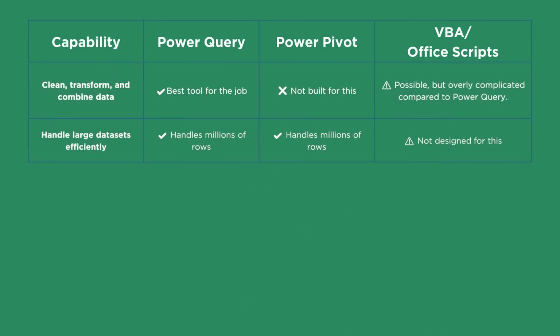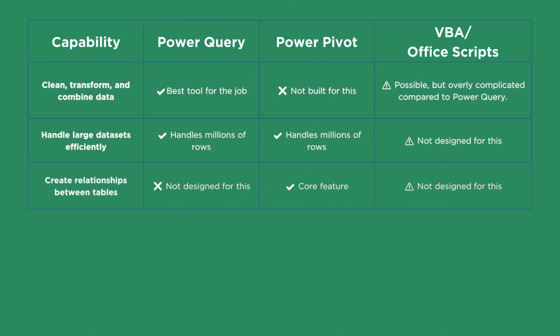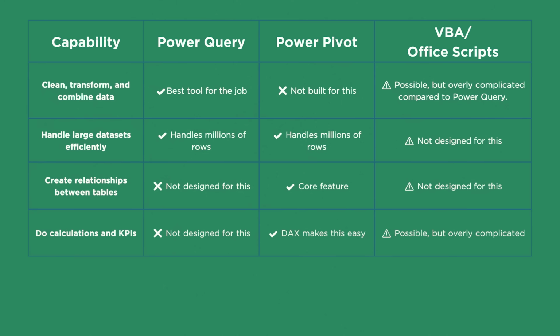If you're working with big data, you'll be pleased to know that Power Query can import millions of rows of data and load it to Power Pivot, so you're not restricted by the row limit in Excel. If you're working with data spread across multiple tables, you'll want Power Pivot so you can create a relational data model. Advanced calculations and KPIs can be done with Power Pivot's DAX formulas.